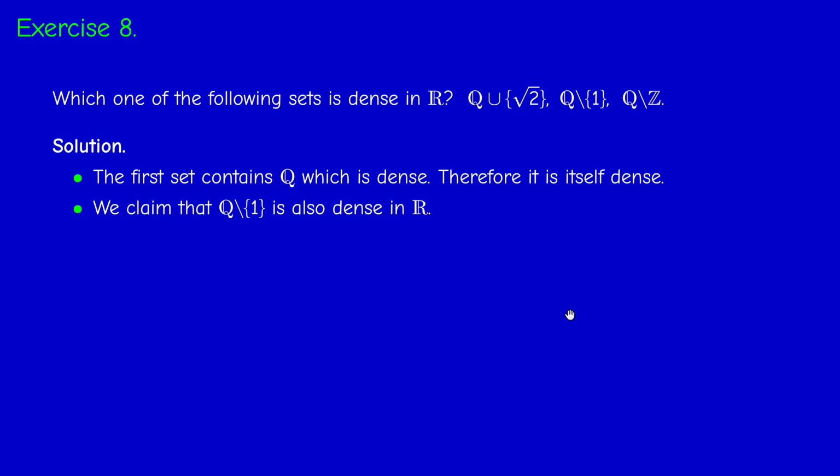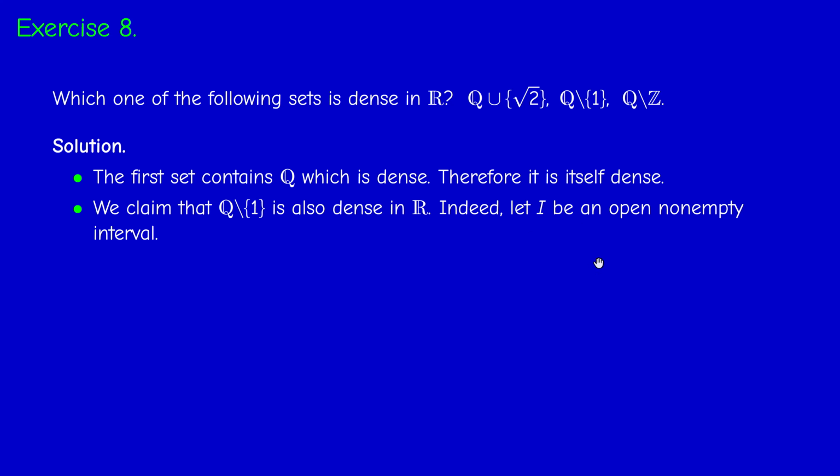Now, Q without 1 is less trivial. Okay, because here Q without 1 is contained in Q, so it's a smaller subset. And same thing for Q without Z. Okay, so here we use once again proposition 1.8, the characterization of the closure, or the corollary of it. How do you prove that a set is dense? You have to prove that every non-empty open set meets Q without 1.